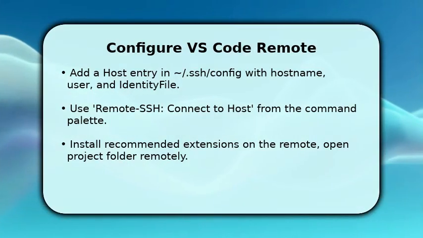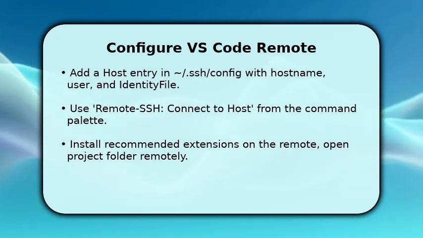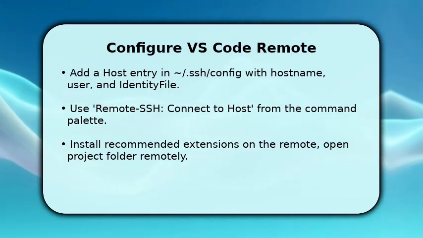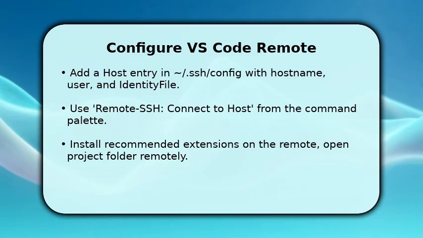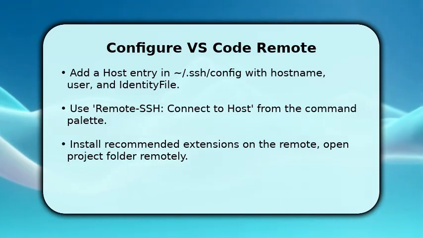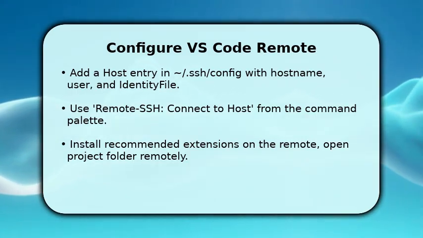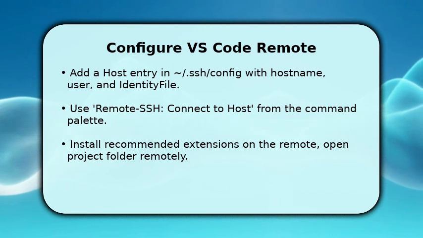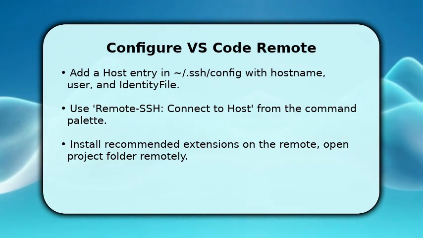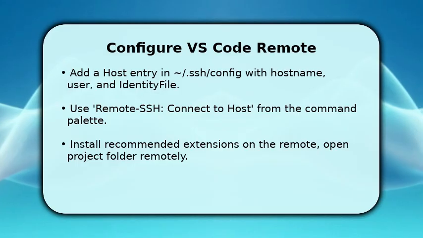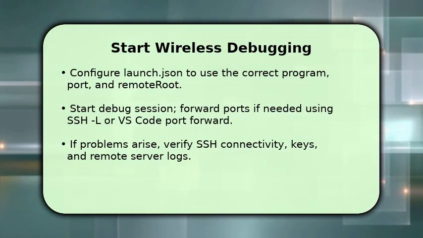You now configure VS Code to use that SSH identity. Edit your local ~/.ssh/config and add a host entry with the device IP, user, and identity file path. Next, open the command palette and choose Remote-SSH: Connect to Host. Pick the host you just defined. VS Code will open a remote window and may install its server component. Make sure you install recommended extensions on the remote side and open the project folder there. This runs your debugger and tools in the target environment for accuracy. You're ready to run the debugger over SSH.